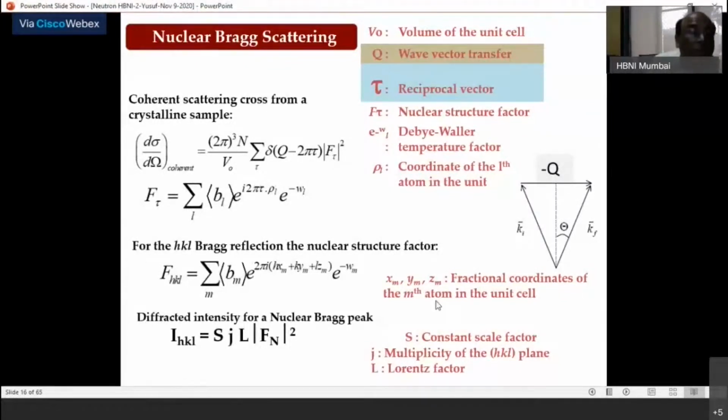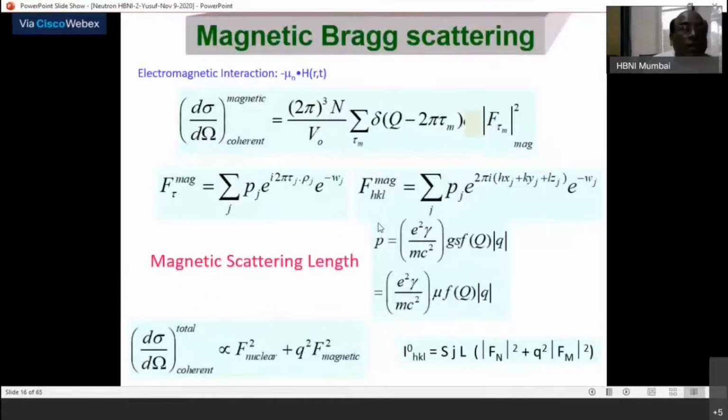Now I am talking about scattering between the neutron and the nucleus. Now look here, if the sample is magnetic, my b has been replaced by p. This is the magnetic scattering length, p. So it is almost similar. As you see, earlier it was the structure factor, the nuclear structure factor. Now you have the magnetic structure factor. Otherwise it is the same. Okay?